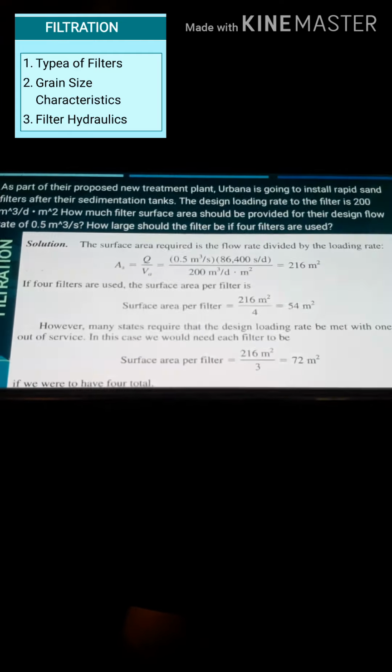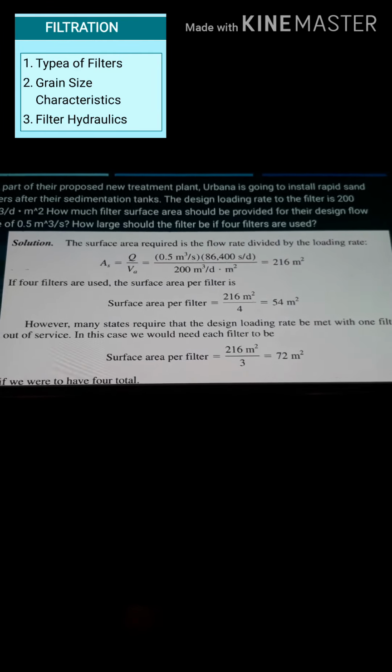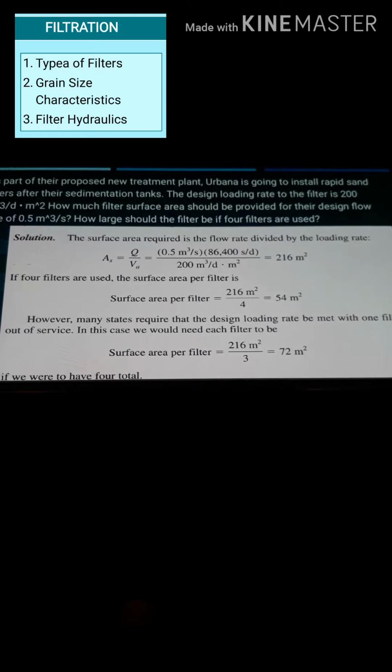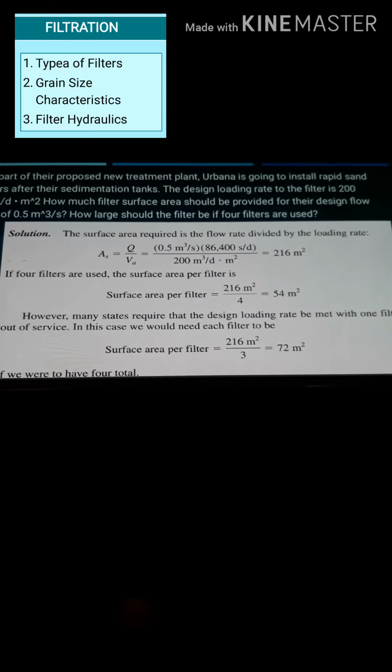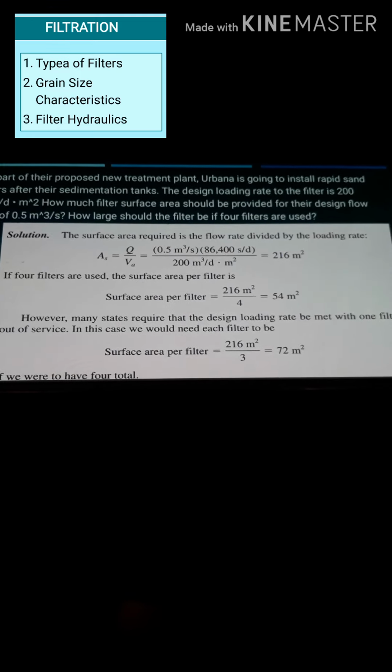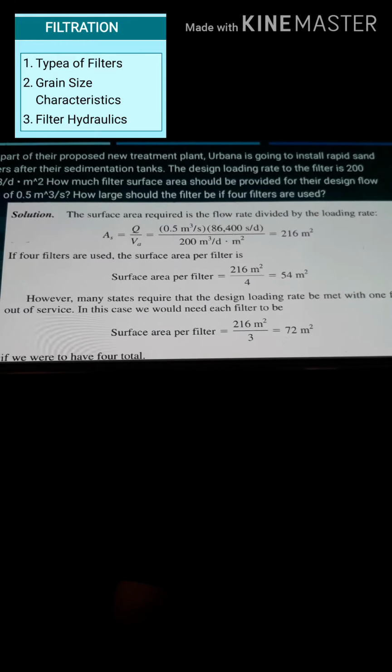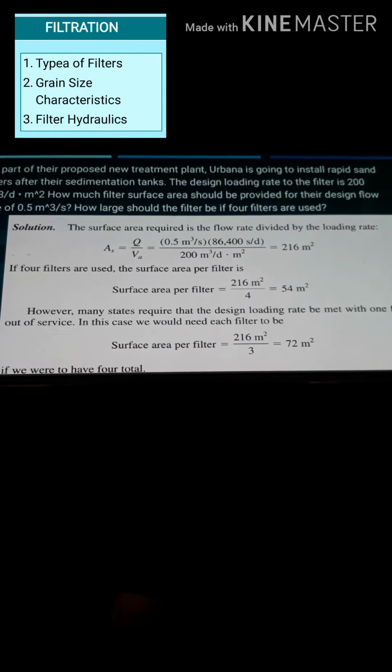So for our solution here, we just have to rearrange the equation we had a while ago. The surface area, or A_s, required is the flow rate divided by the loading rate. So the flow rate is Q, and V_a is our loading rate.